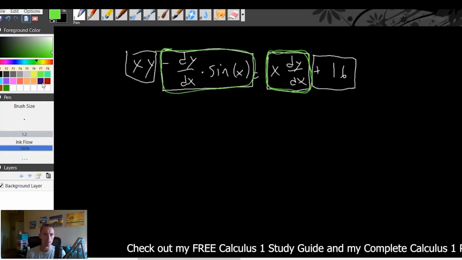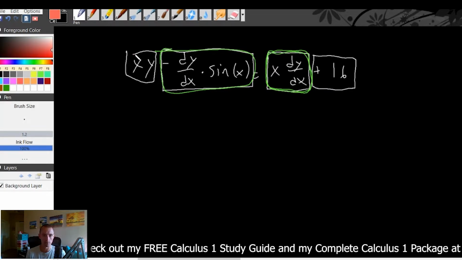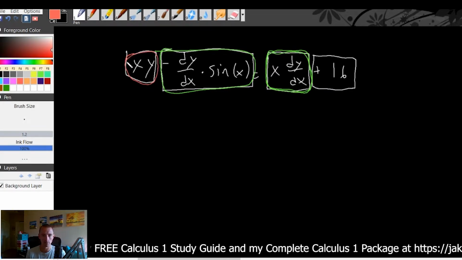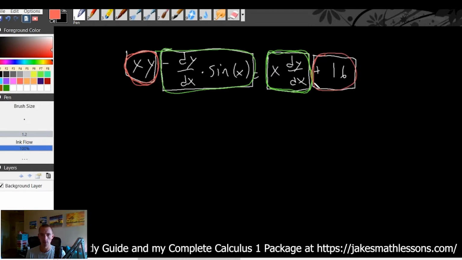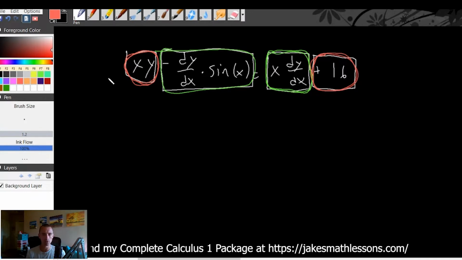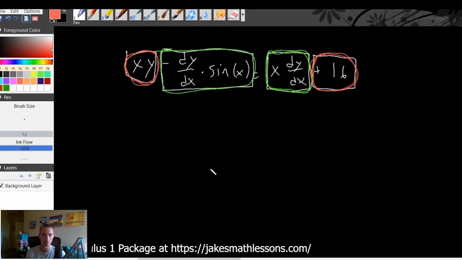Okay, and then I circle in another color the terms that don't have a dy dx. So in this case, there's no dy dx here, there's no dy dx here. Okay, so you've kind of figured out which things need to be on one side of the equation, which things need to be on the other side.